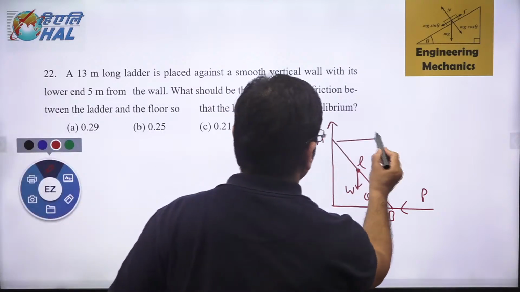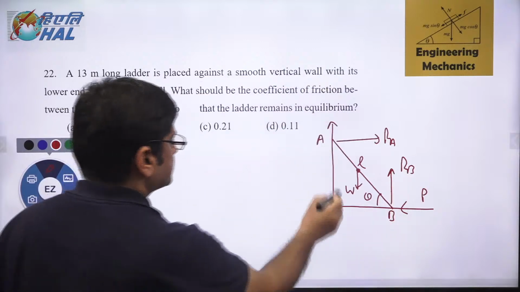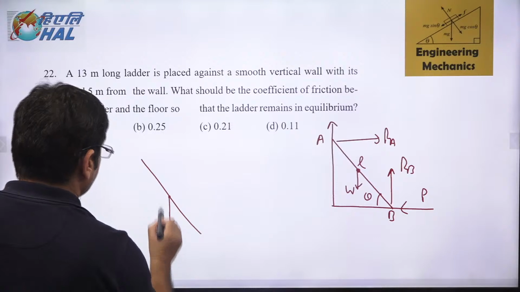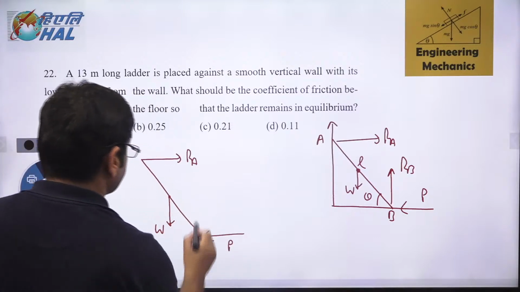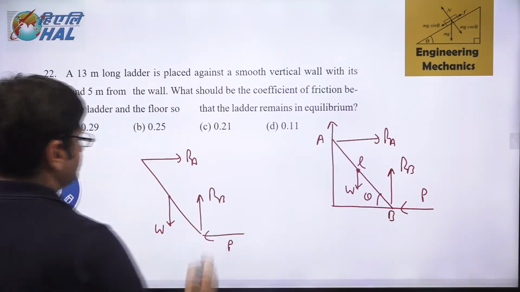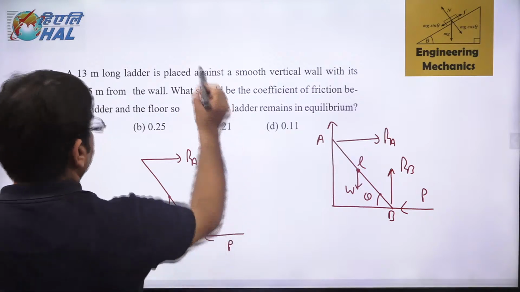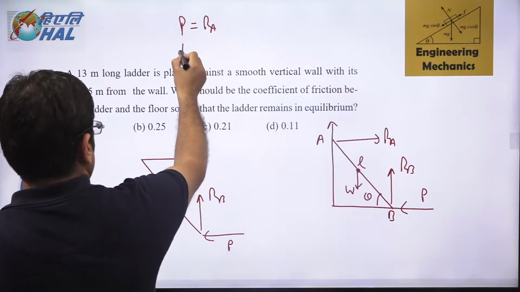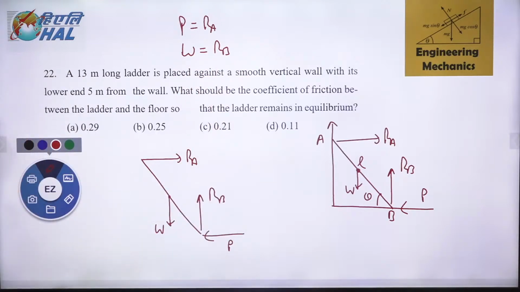Let's again take the forces RA, RB, and W. Now what are the forces acting? One is the W force. This is RA. This one is P. And this one is RB. How shall you solve it now? We understand that P is equal to RA, and W is equal to RB. But we want to find out the force P in terms of theta and W.